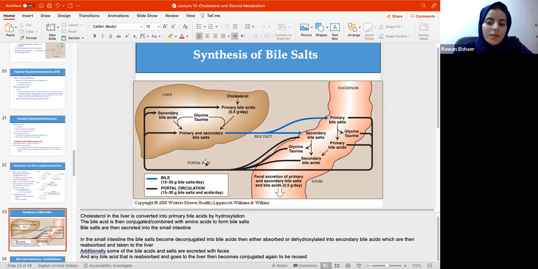Any primary or secondary bile acids absorbed become reused, they become deconjugated, conjugated again, and then get secreted. Okay, and this is the cycle for bile. And as I mentioned, some of the bile, like 0.5 grams per day, gets excreted, and that's how you get rid of the cholesterol.